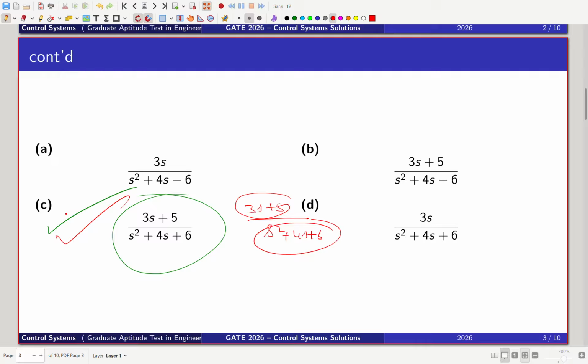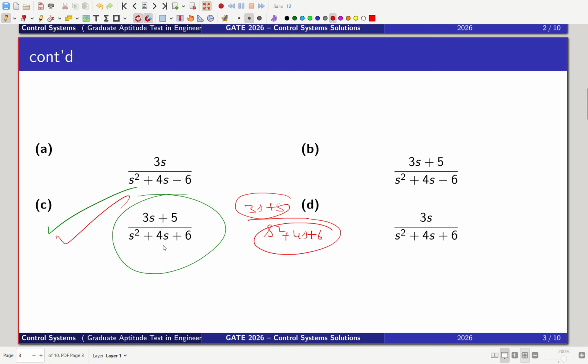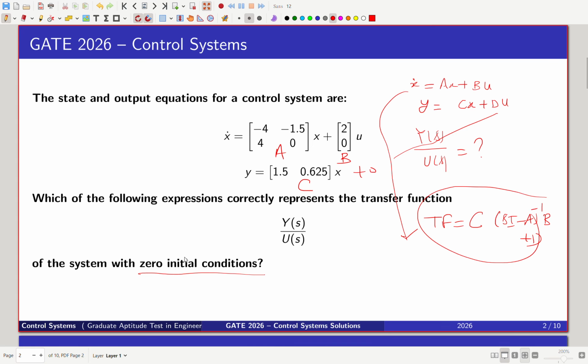So that's all from this video. Hope you understood. Sometimes they can ask questions related to state space in reverse: given the transfer function, find the state space. This is also possible. This is how we can solve this question. Hope you understood. That's all from this video. Thank you.